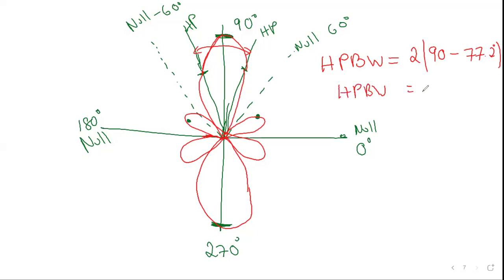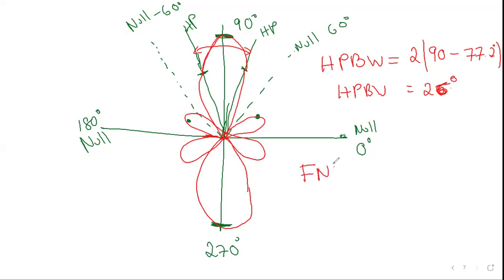Huh? 26. Multiply by 2. Huh? 25.2, 26. Somebody saying, okay, fine, 26 degrees.